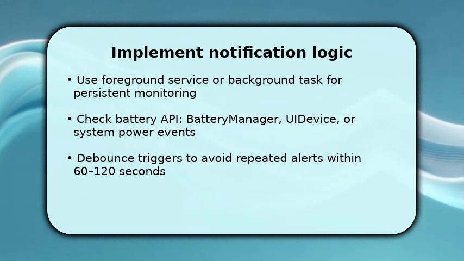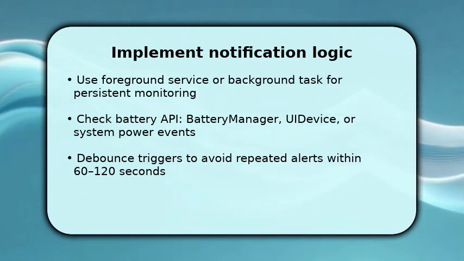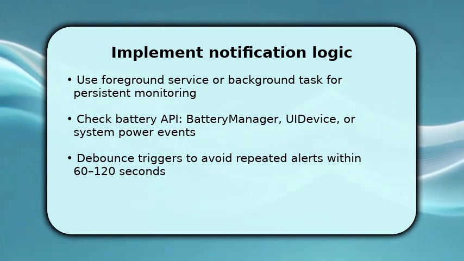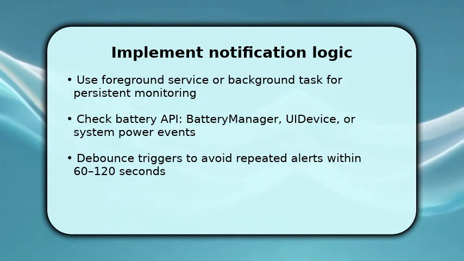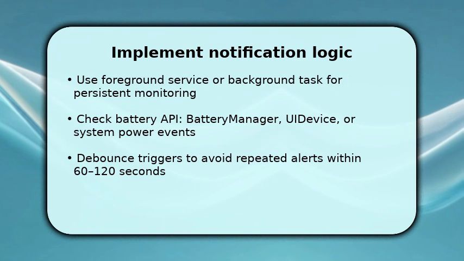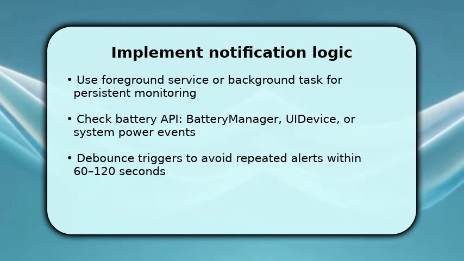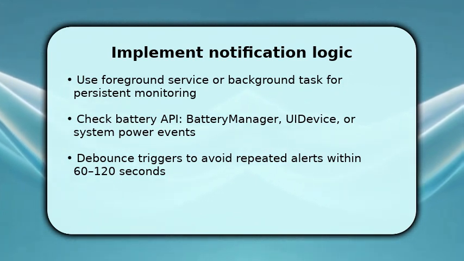Once you detect the configured threshold, debounce the event to prevent repeated chimes. Use a 60 to 120 second lockout. Then call the native notification API to show a visual toast and play your bundled sound so the user receives both audio and context for why it triggered.